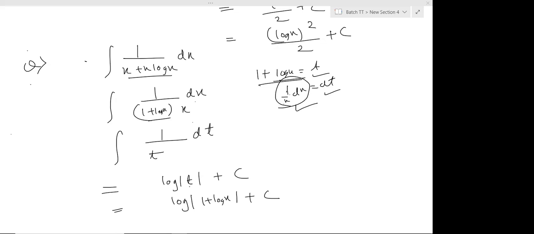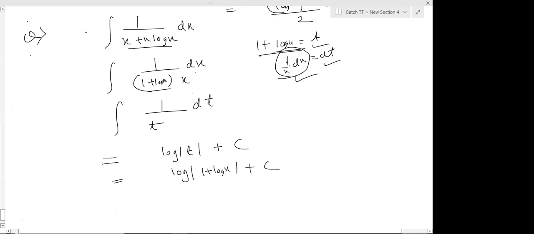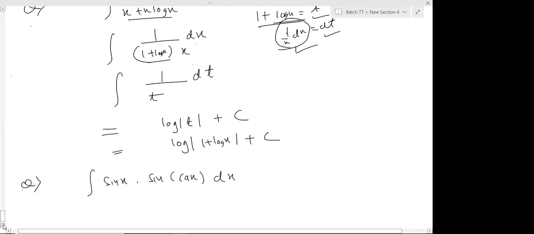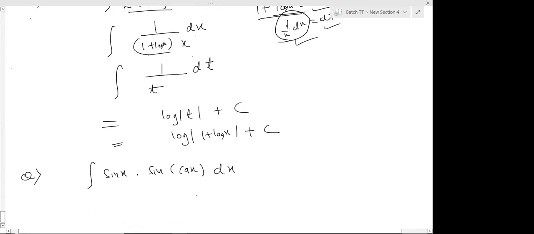All right. Next question. Integration of sin x into sine of cos x dx. This cos x is the angle of sine. All right. Sine of cos x. Try to think. Try to solve.